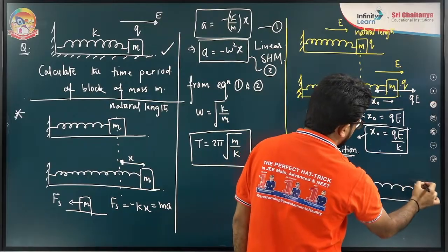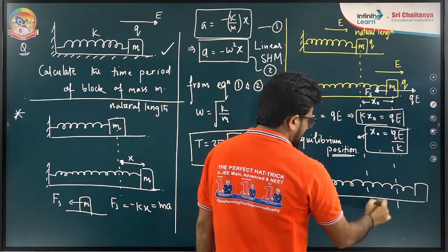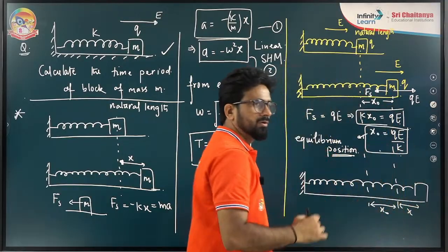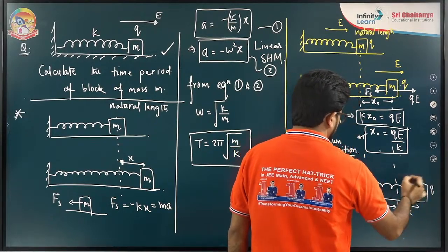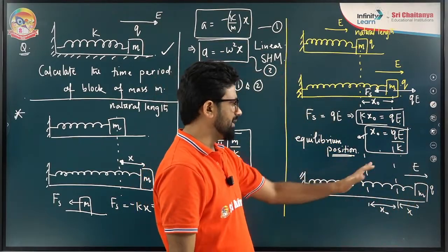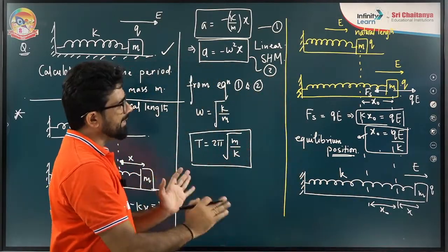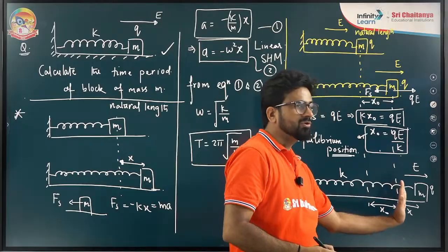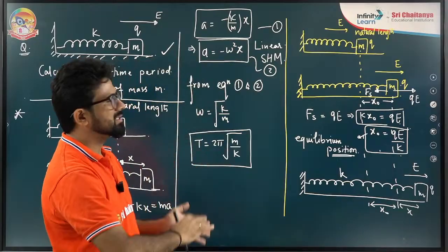You are extending further from this equilibrium position. This was the natural position here, and this distance X naught is already there. Further you extend by X. This mass is M, this charge is Q, and you are applying an electric field E, and K is the spring constant. Can you see this diagram? X naught is the equilibrium position, and from it I am extending further by X. Now we have to see what forces are acting on it.